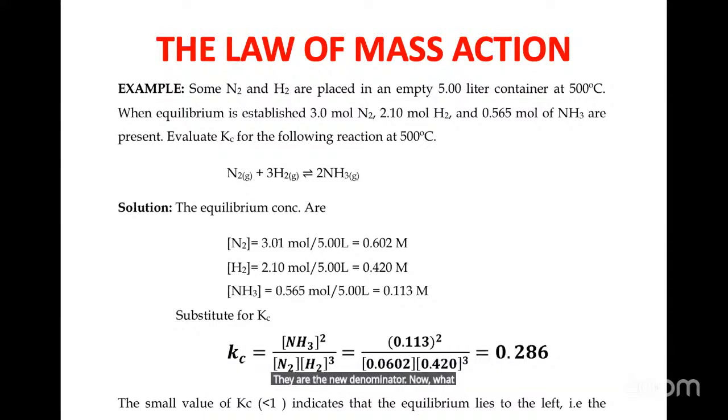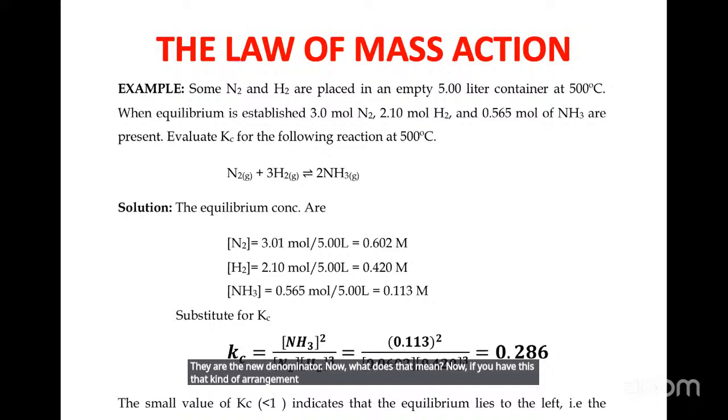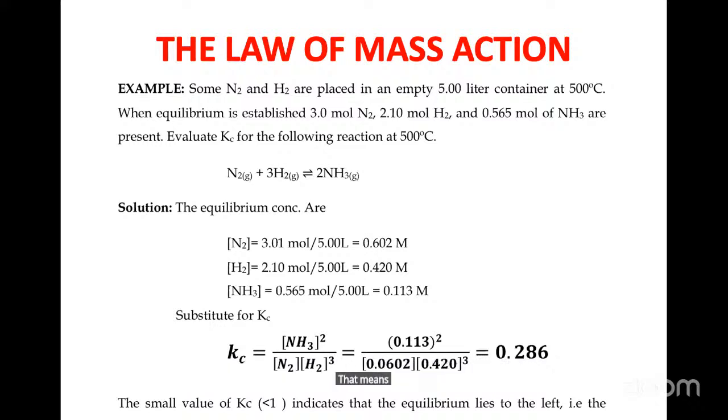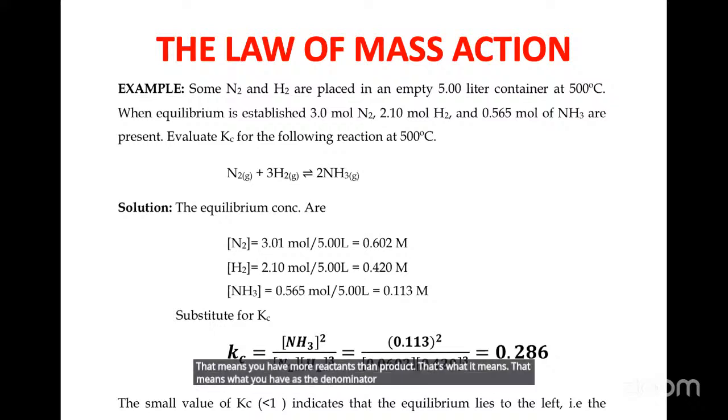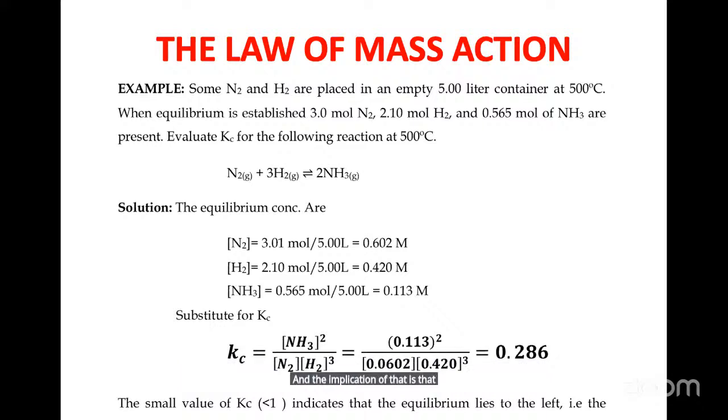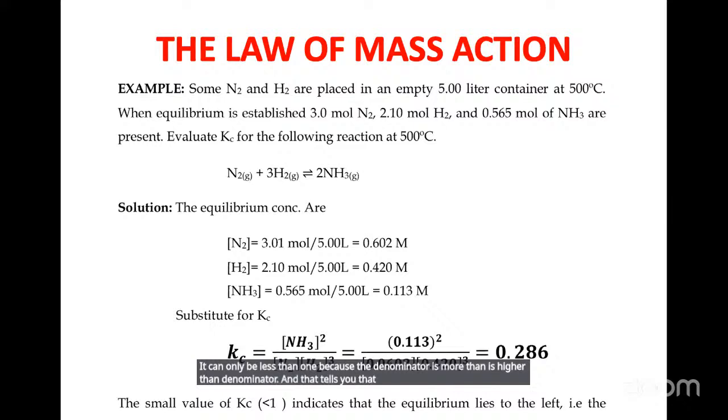Now, what does that mean? If you have that kind of arrangement less than 1, that means you have more reactants than product. So what you have as the denominator is greater than what you have as the numerator. The implication is that the equilibrium is to the left. Because in this case, you have 0.286, which is less than 1. It can only be less than 1 because the denominator is higher than the numerator. And that tells you that the equilibrium is towards the left. That is, you have more reactants in that reaction.